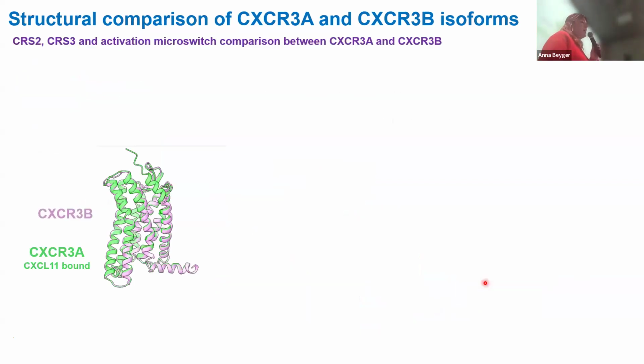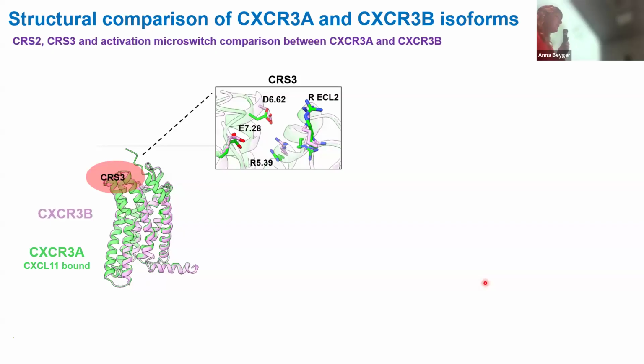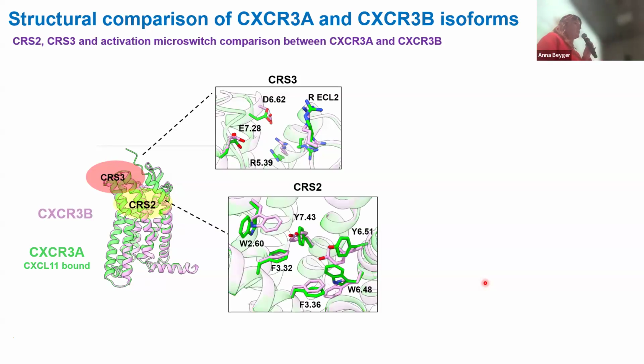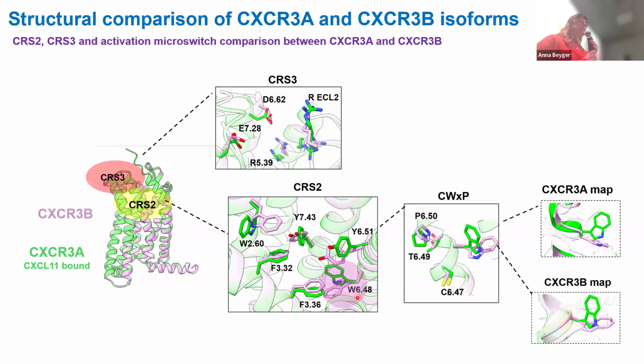Now when we look at this on a molecular level, at chemokine recognition site 3, we can see that pretty much all of these residues align quite well between the two receptor isoforms. But at CRS2, there are some differences, and the difference that I really want to point out is this tryptophan 6.48 here, because this tryptophan is a part of the conserved microswitch motifs that ultimately dictate receptor activation. And this position was also supported by the Cryo-EM map.